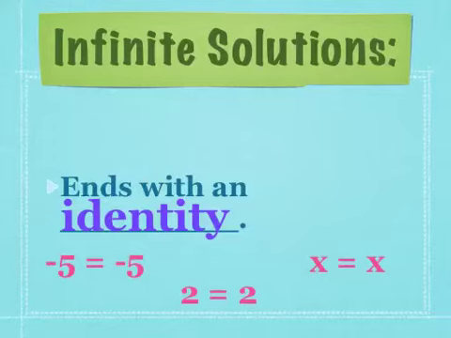What that means is that no matter what I plug in for x, the equation will always be true, or our variable. Our variable doesn't have to be x. So no matter what I plug in for the variable, that equation will always be true. There's never a number that you can plug in that makes the equation false.